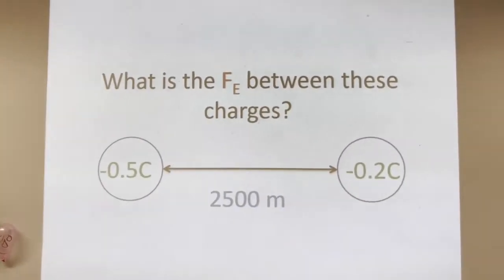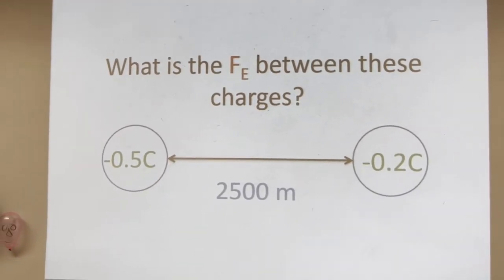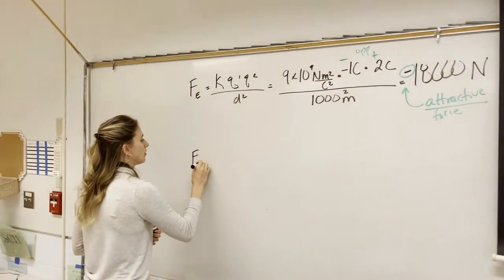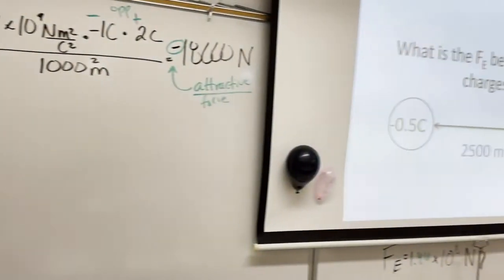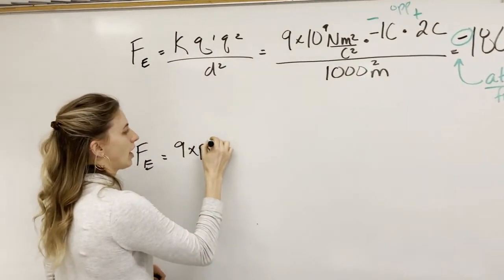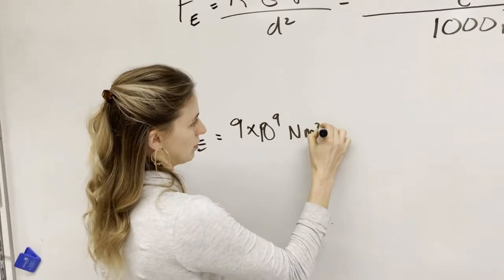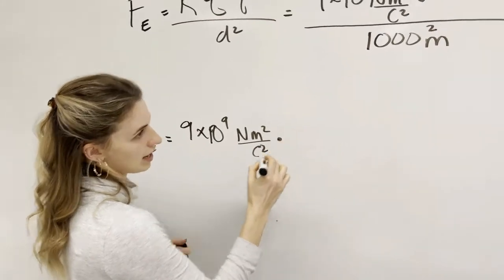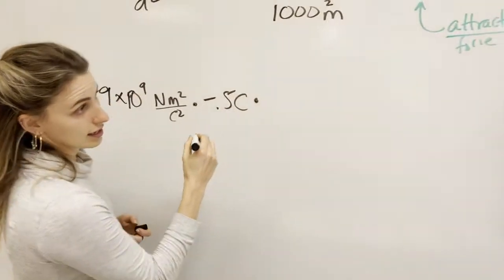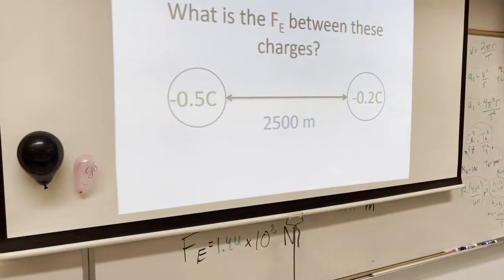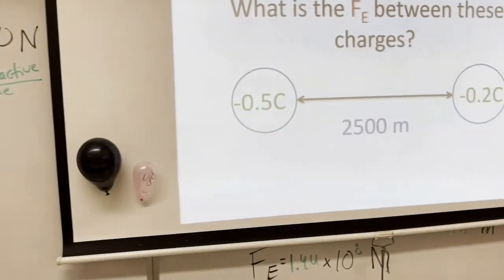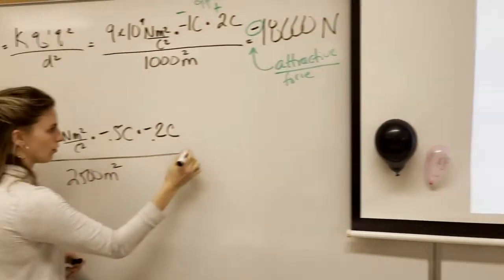So now we're even further apart, and we have less charge. Let's see what's happening here. My electrical force is going to be, I'm just going to plug in the numbers. I've got 9 times 10 to the 9th newtons meters squared over Coulomb squared times negative 0.5 coulombs times negative 0.2 coulombs, all over 2,500 meters squared.